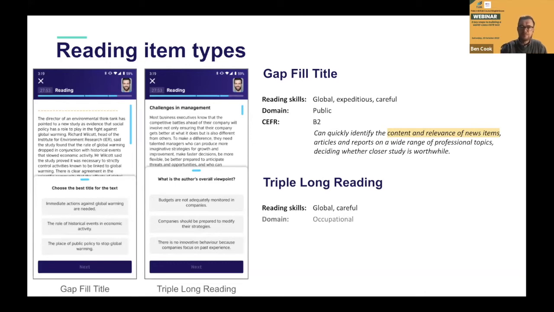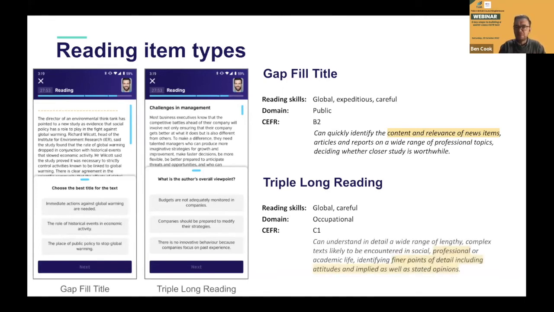This is definitely occupational. So we're moving from the personal, the public, to the occupational domain. And here we've got challenges in management, business executives. This is definitely workplace English. And this is much, much harder. So with C1, we're moving into more of the advanced learner area. In terms of descriptor: professional, finer points of detail, including attitudes and implied as well as stated opinions. And that feels like a really good fit here. So our question was, what is the author's overall viewpoint? And we've got here implied as well as stated opinions.